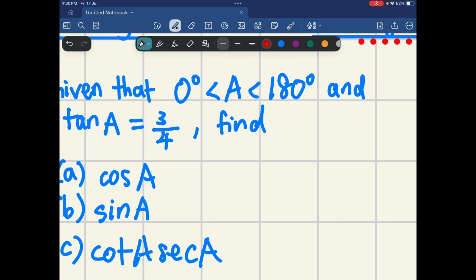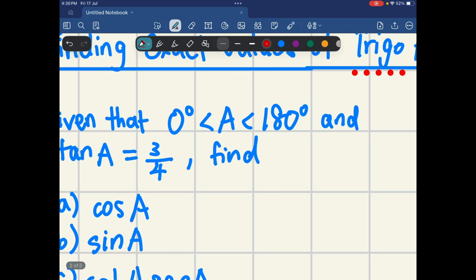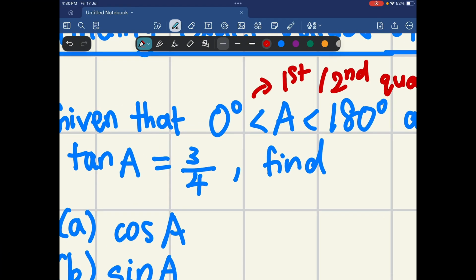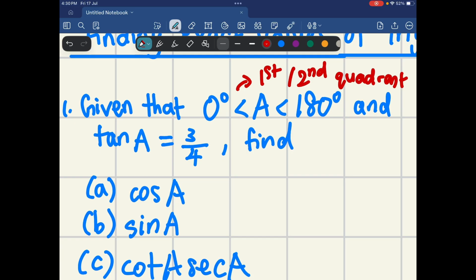When A is between 0 and 180 degrees, we know that this is in the first or second quadrant. But it says that tangent A is 3/4. Now tangent A is positive. If tangent A is positive, using our ASTC rule, that means that A must be in the first quadrant, since tangent A will be negative in the second quadrant.